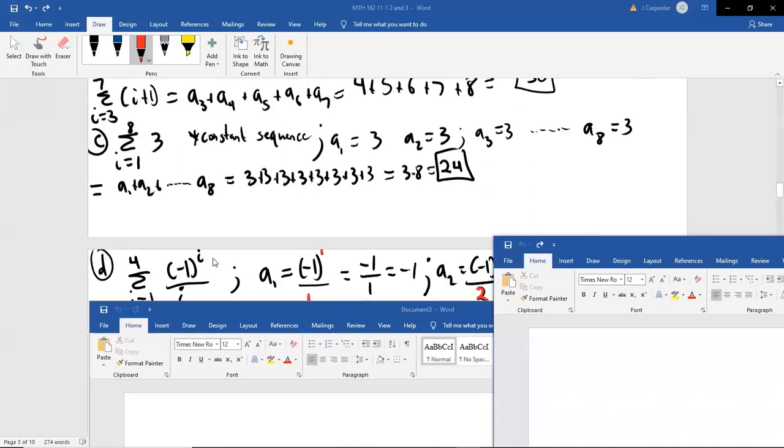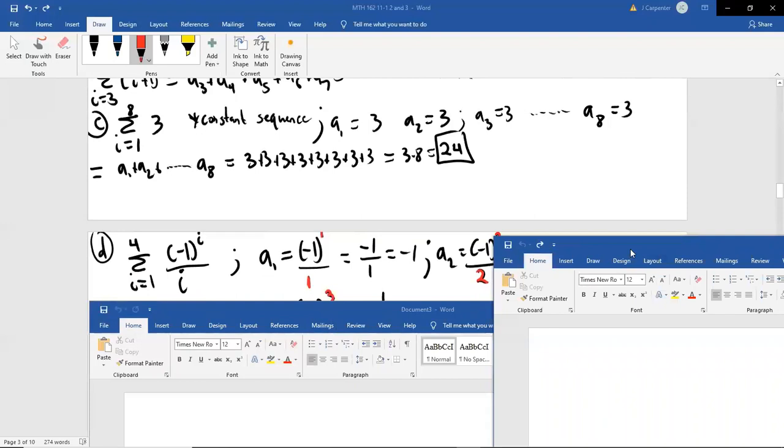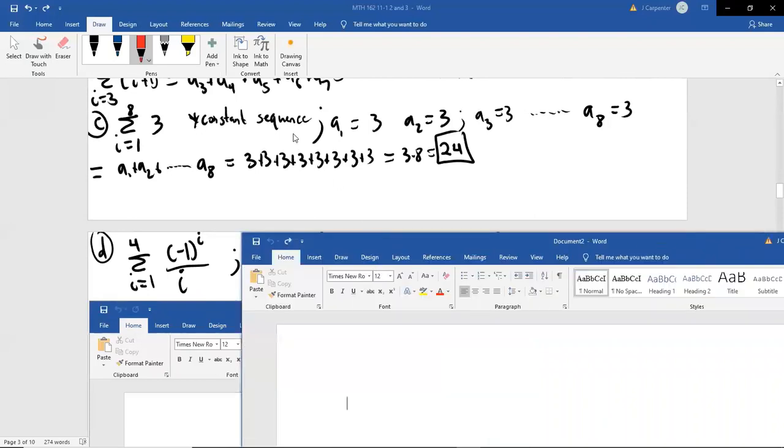All right, let's try another one. So constant sequences are kind of boring, but they do exist. Sometimes no matter what happens, you just get the same output.